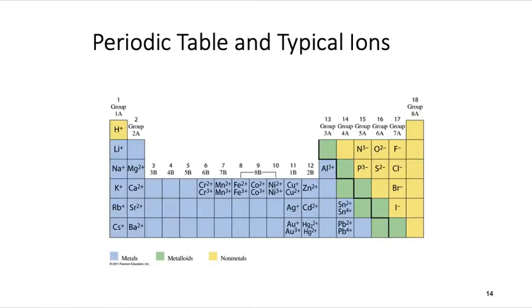So here are the typical ions. Now the ones on the edges you can guess. Anything in group 1 is going to be positive 1, anything in group 2 is positive 2, anything in group 7 is negative 1, anything in group 6 is negative 2, anything in group 5 is negative 3.